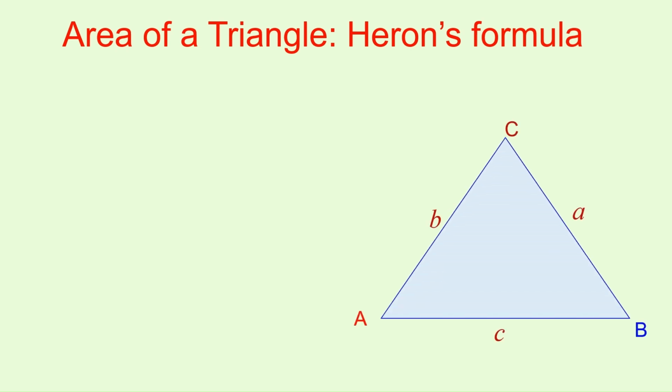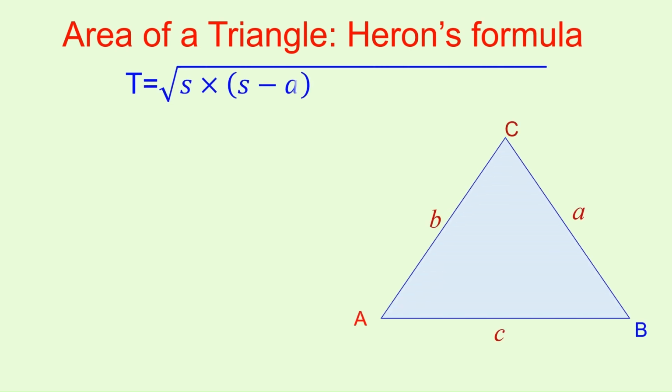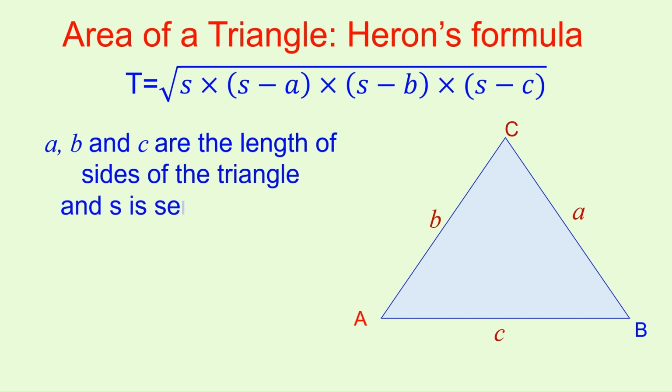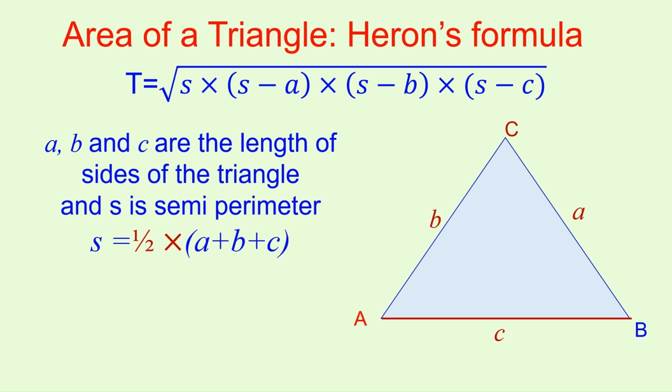Area of a triangle. Heron's formula. T equals square root of S times S minus A times S minus B times S minus C. Note A, B and C are the lengths of the sides of the triangle, and S is the semi-perimeter. S equals 1/2 times A plus B plus C.